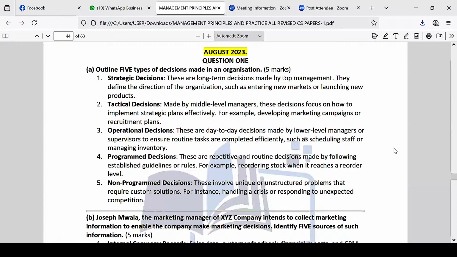So strategic decisions are normally made by top level management, tactical by mid-level management, and then operational, basically, by the lower level management. Then the next one is called program decisions.